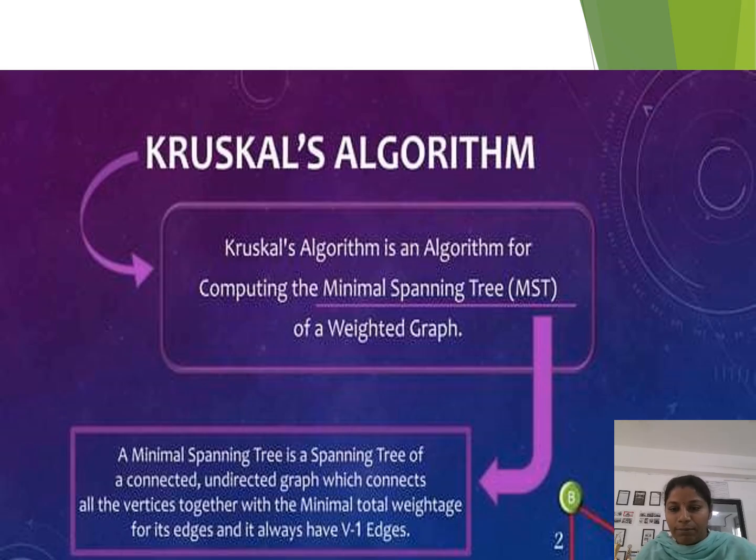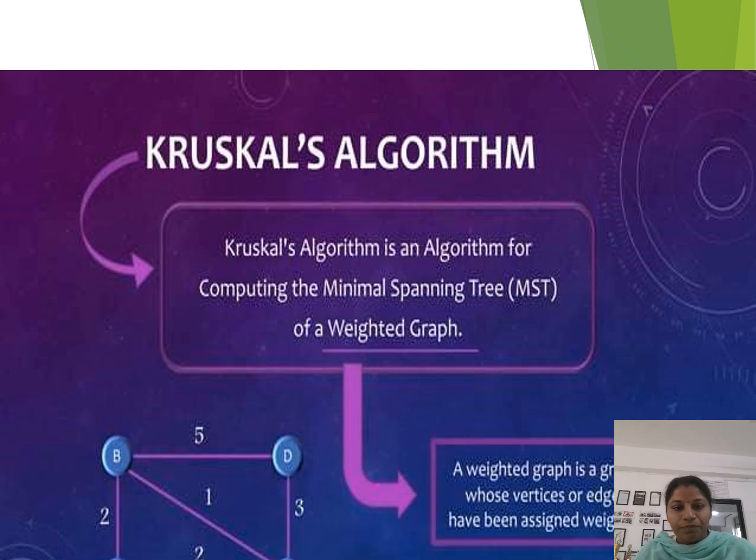Actually, you have two types of graphs. One is a directed graph and another one is an undirected graph. If it is a directed graph, the direction is mentioned on the edges. If a vertex is round in shape, an edge means two vertices have only one edge. In the next slide, I'll show you.